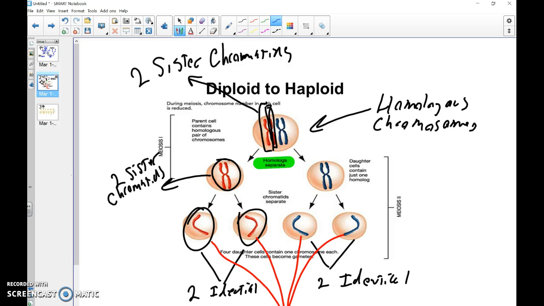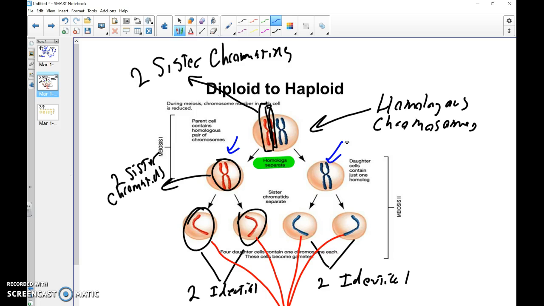But the red and the blue together are homologous. They are similar. So that means that they have the same traits on them, but they can have different versions of the trait. Now, what happens for sexual reproduction is those homologs separate. So you can see that right here, I've got 2 copies of the red version of the chromosome, and over here I have 2 copies of the blue version of the chromosome.